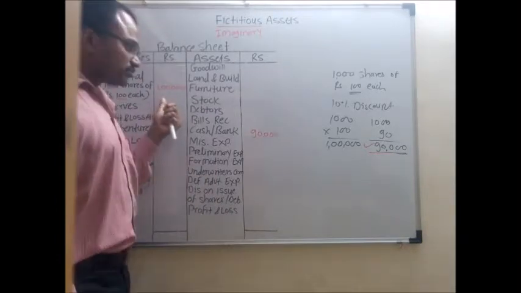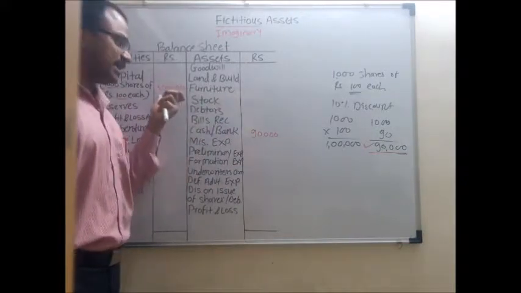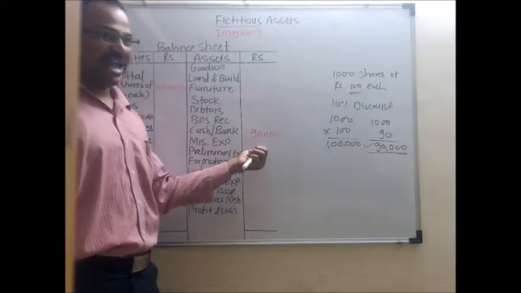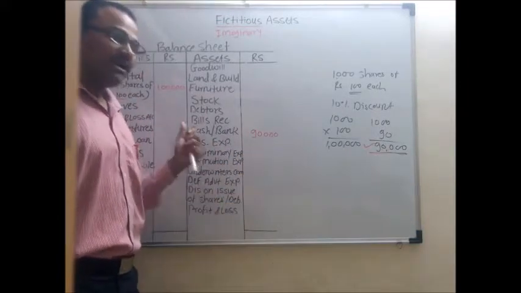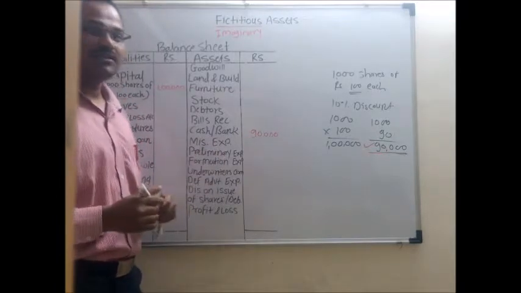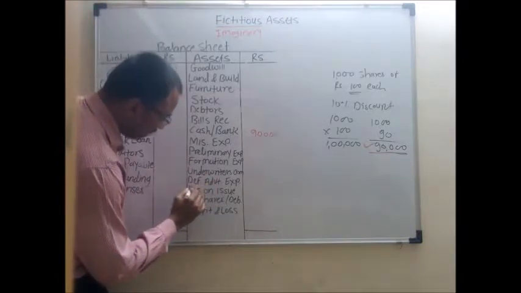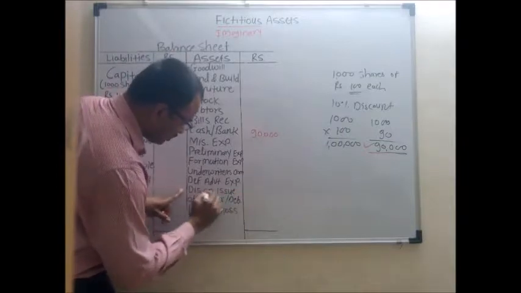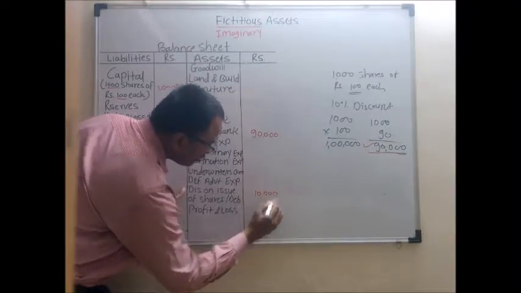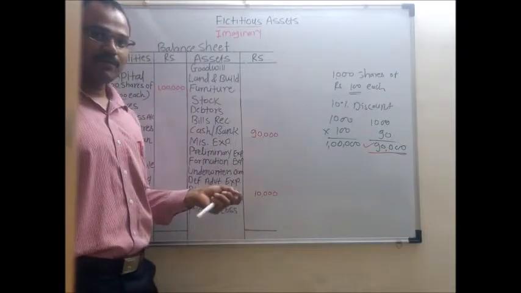So this is the situation of our company, that we have share capital of rupees 1 lakh, but we have received the amount of 90,000 against the issue of shares, and we have to record the amount of discount on issue of shares under the title miscellaneous expenditure, which is basically a fictitious asset. So here I will record the amount of discount on issue of shares, 10,000. Then only this balance sheet will be valid.